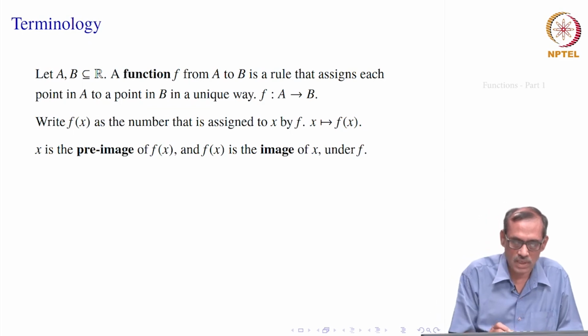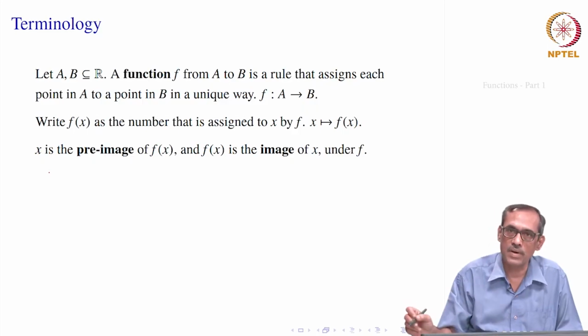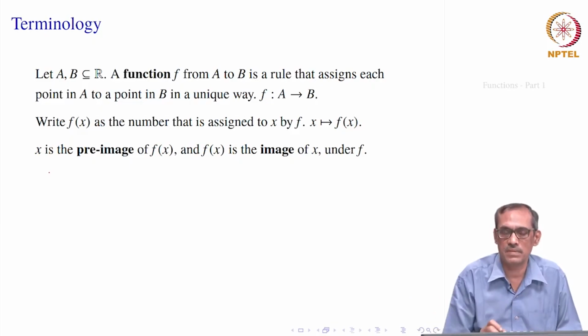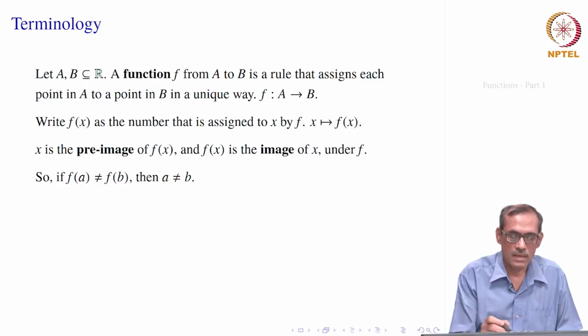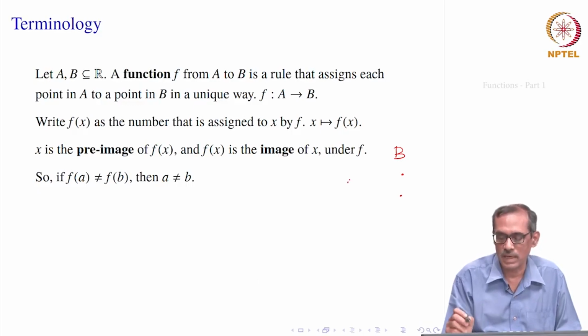So, we will fix some more terminology. We will say that x is the pre-image of the number f of x under f. It is coming from x. So, it is the pre-image of f of x. And similarly, f of x is the image of x under f. This unique way is telling that if you start with say 2 numbers in B and look at where they have come from, it is never possible that the same element has gone to these two elements.